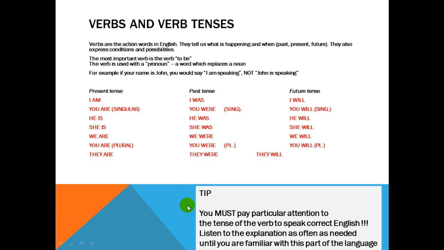The tip. You must pay particular attention to the tense of the verb to speak correct English. Listen to the explanation that I've just read to you as often as needed until you're familiar with this part of the language. I can't stress too much how important this particular area is. It is where we make sense when we're talking about ourselves and or other people. Most important.